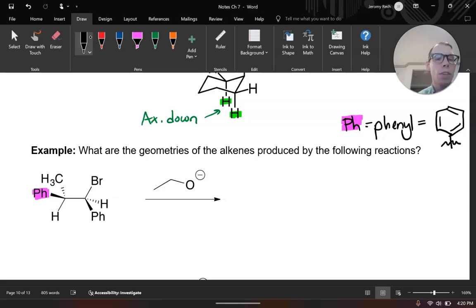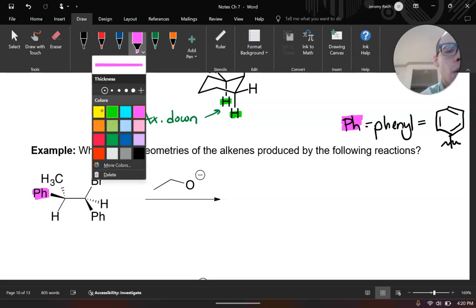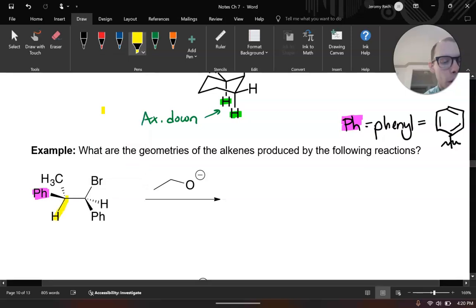So here we see we have an anti-periplanar structure of hydrogen, a bond, and then a bromine. So if I have a base, I can come in and I can do some E2 chemistry. This is going to have a big impact on our stereochemistry, especially with our E and our Z configurations.